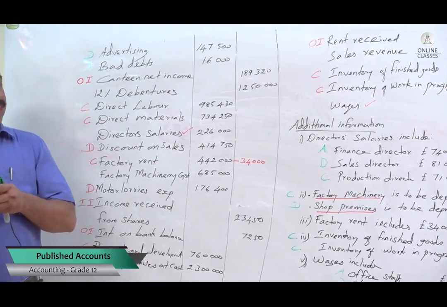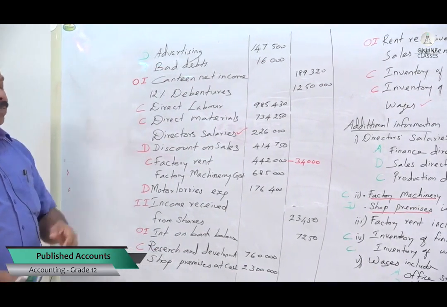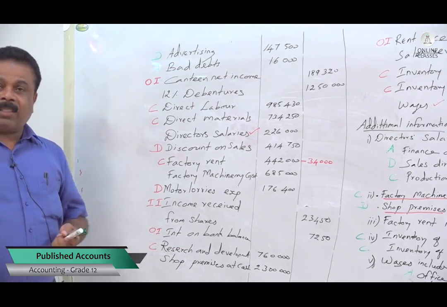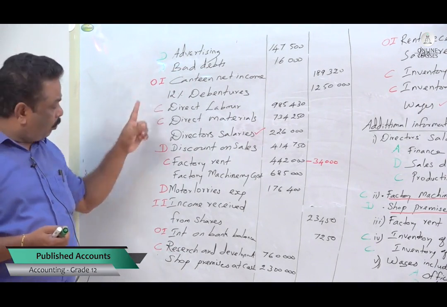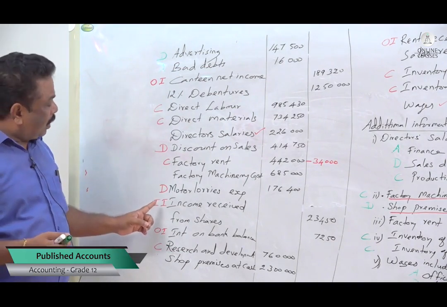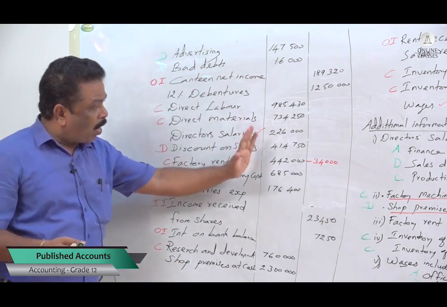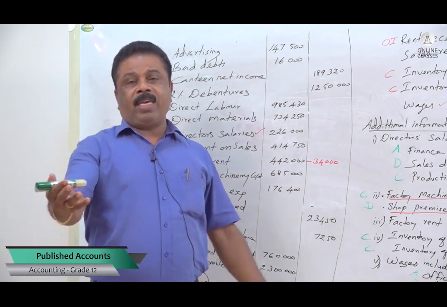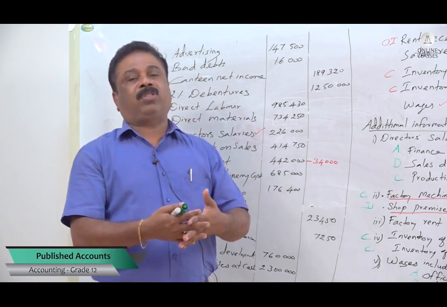Now once again, if you see, it has been marked. D for distribution, A for administration, C for cost of sales, OI represents other income, II represents investment income. Once you learn how to mark all these items, it is so easy. Then you have to accumulate the similar items.